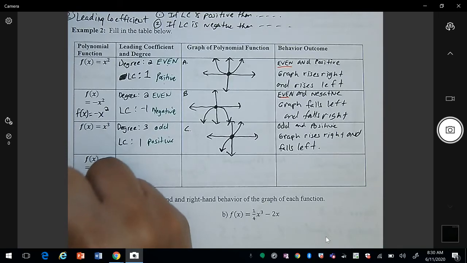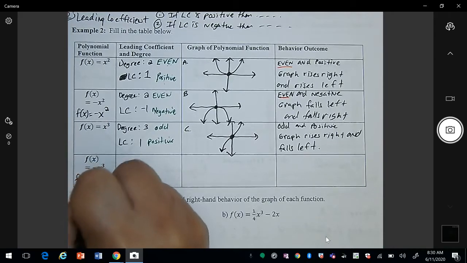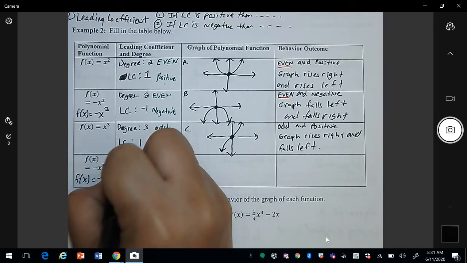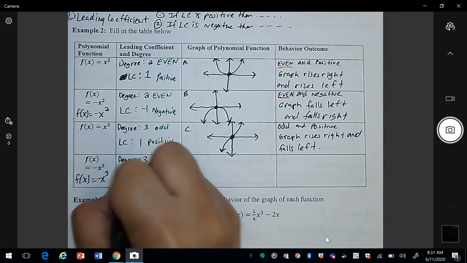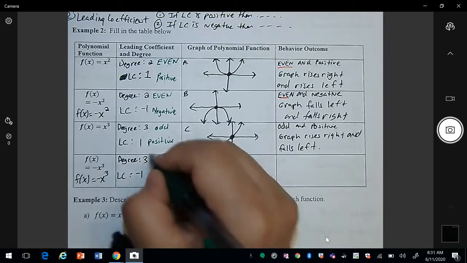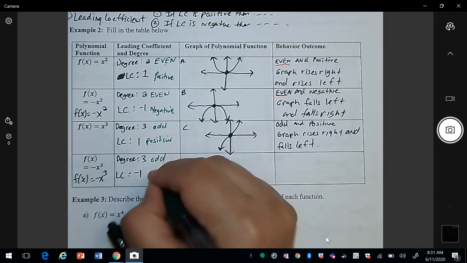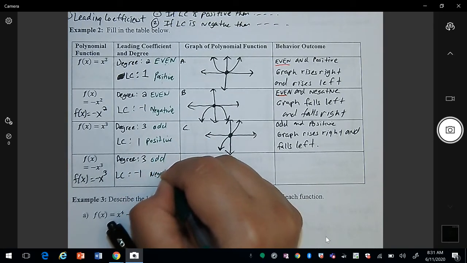Okay, the last one, f of x is equal to negative x cubed. So the degree here is 3. Leading coefficient is negative 1. So we still have an odd degree with a negative leading coefficient.